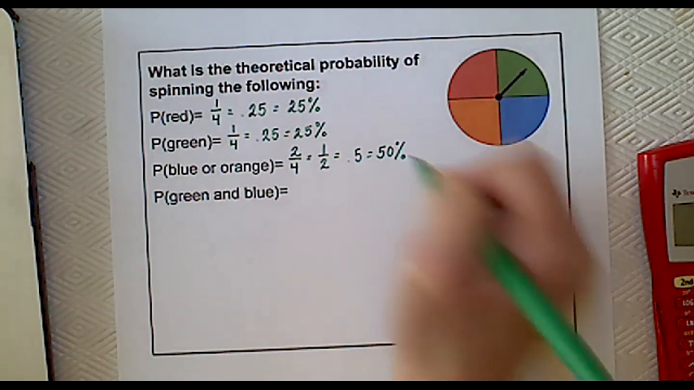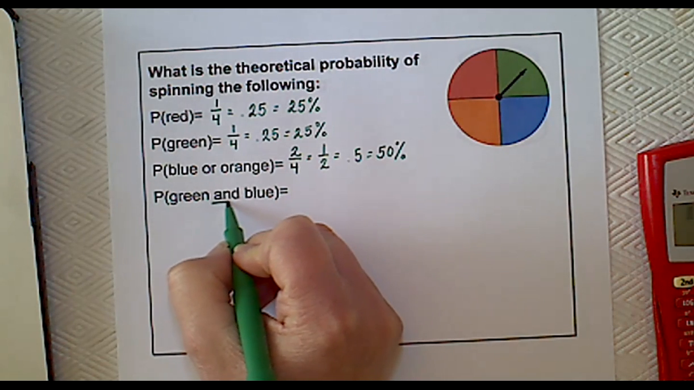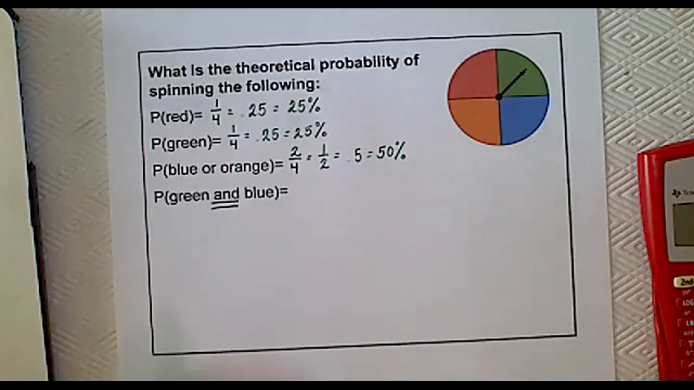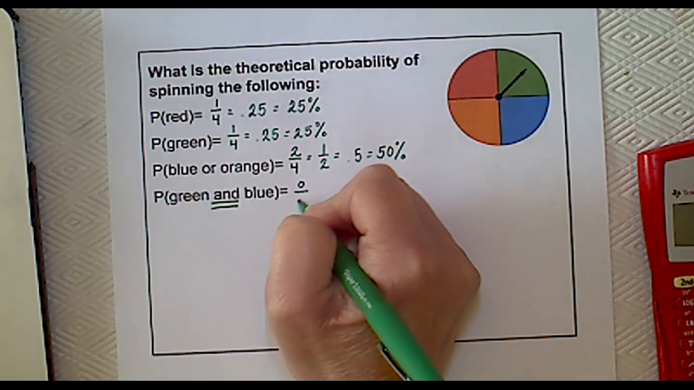Now, in the last one with my spinner here, it says blue and green. Can I land on both blue and green at the same time? The answer to that question is no. I cannot land on both blue and green at the same time. So favorable outcomes is 0 out of 4.